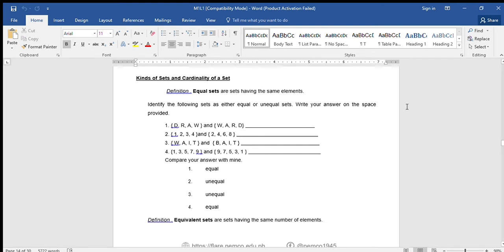Okay, so for this morning, of course, we will be discussing more about the kinds of sets and cardinality of sets. So there are different kinds of sets.